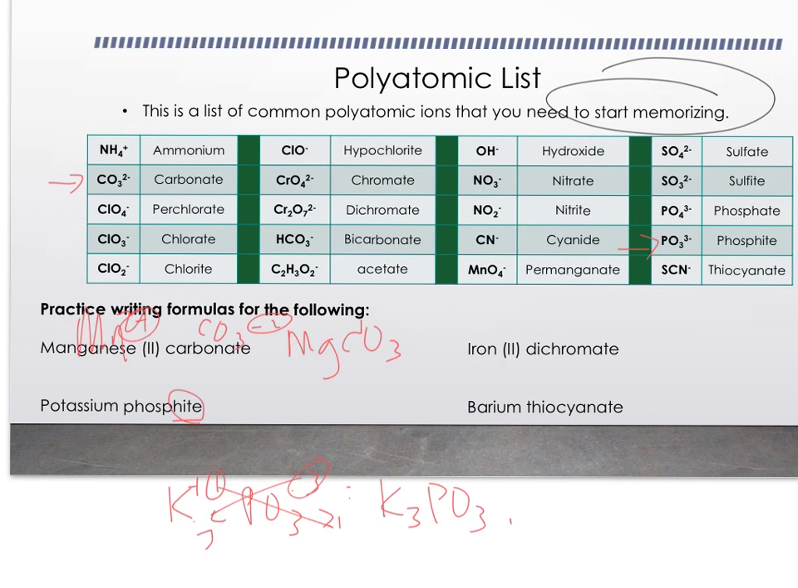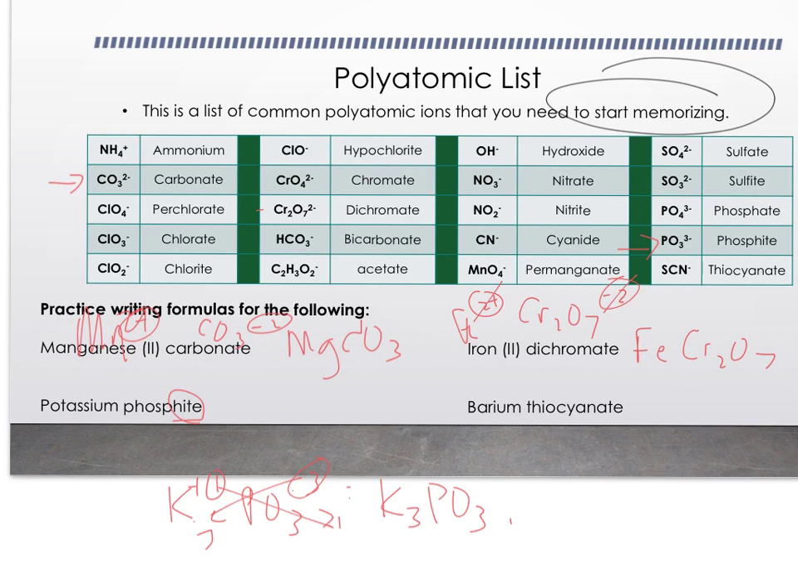Then iron 2 dichromate. Iron is Fe with a 2+ charge. The dichromate, coming over to the middle column, is Cr2O7 with a -2 charge. So your +2 and -2, again, they're going to cancel out. So we get FeCr2O7, and I don't need parentheses around my polyatomic because it's an understood 1.